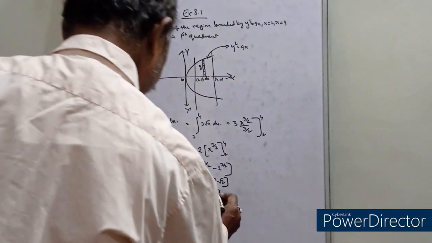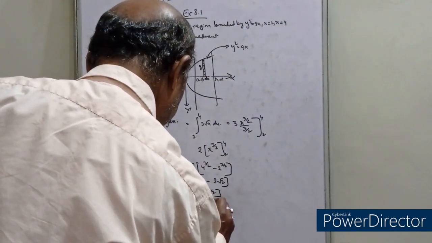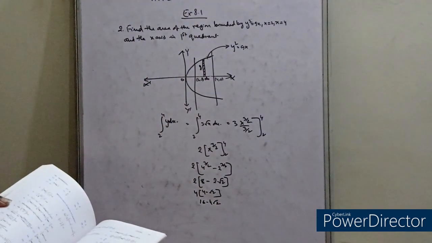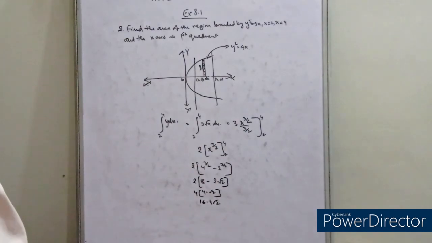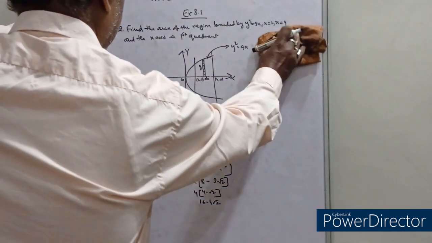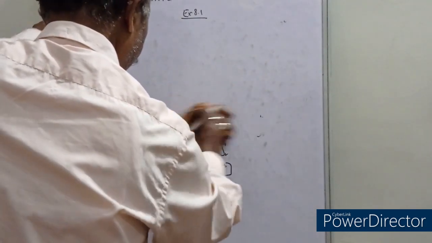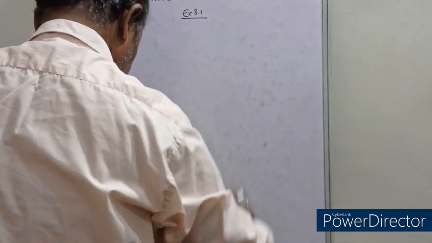That is, the answer is 16 minus 4 root 2. They have done this, so this is your answer. Now I am going to move to the next question.